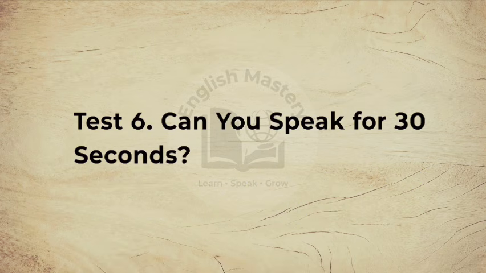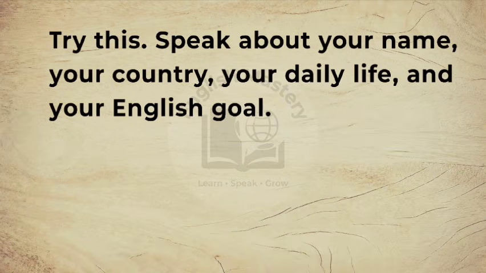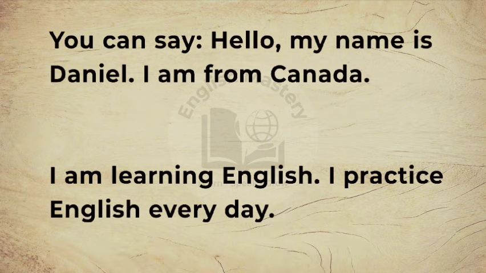Test 6. Can you speak for 30 seconds? The sixth beginner test is speaking. Can you speak in English for 30 seconds about yourself? Try this. Speak about your name, your country, your daily life, and your English goal. You can say, hello, my name is Daniel. I am from Canada. I am learning English.